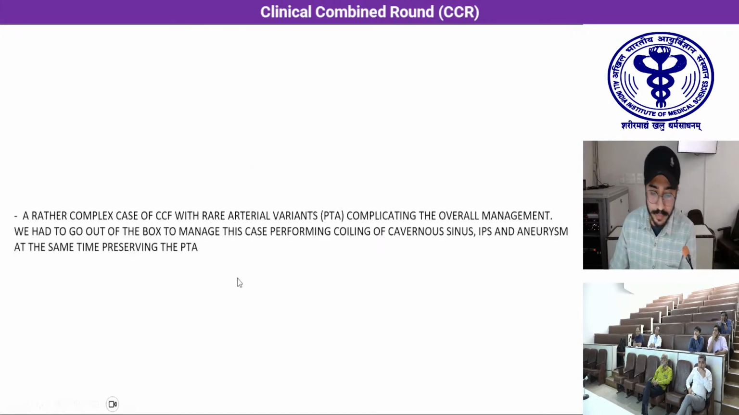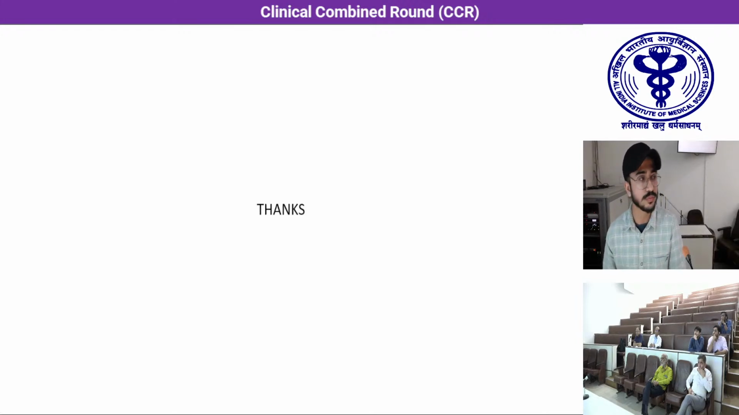So this was a rather complex case of CCF with a rare arterial variant, which is persistent trigeminal artery, which complicated the overall management of our aneurysm. We had to go out of the box. We had to do three things. We had to coil the cavernous sinus, SOV, IPS, and the aneurysm at the same time, while we had to preserve the PTA.